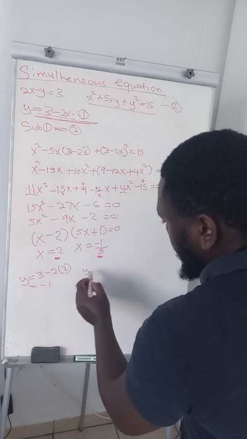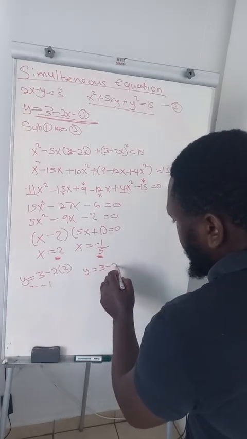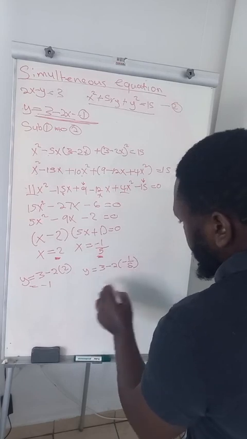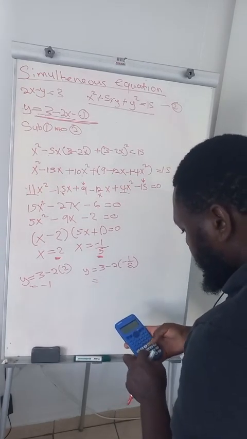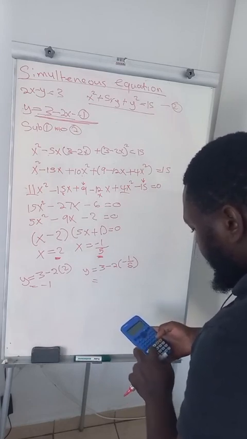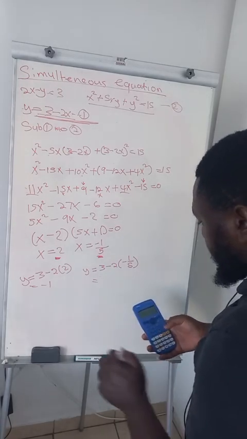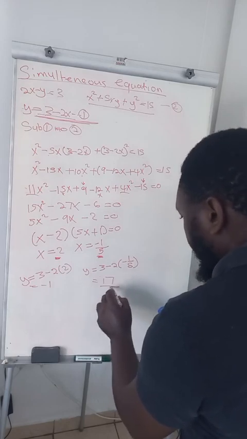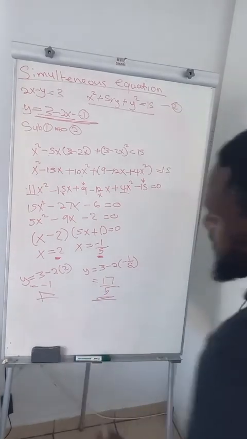Then this side, y equals 3 minus 2 into negative 1 over 5. So here you'll have 3 minus 2 into negative 1 over 5. Then you'll see that you get 17 over 5. So these are your values of y.